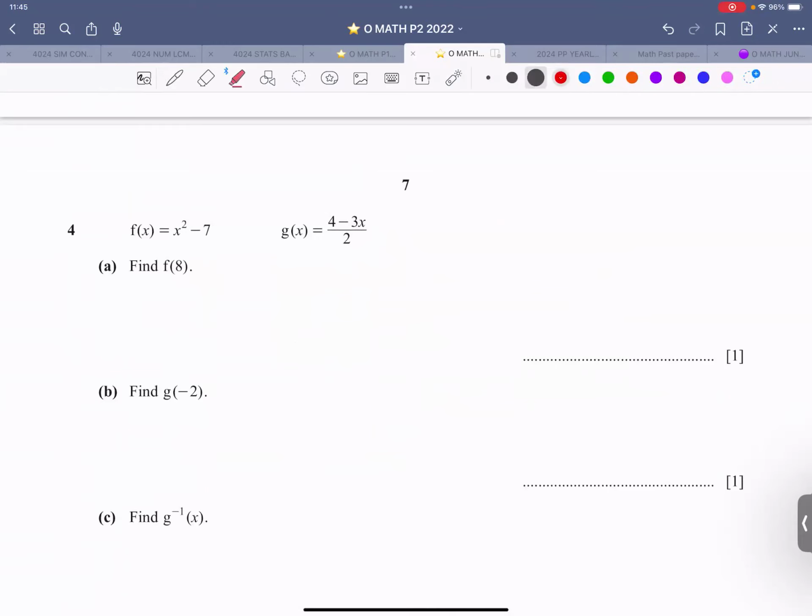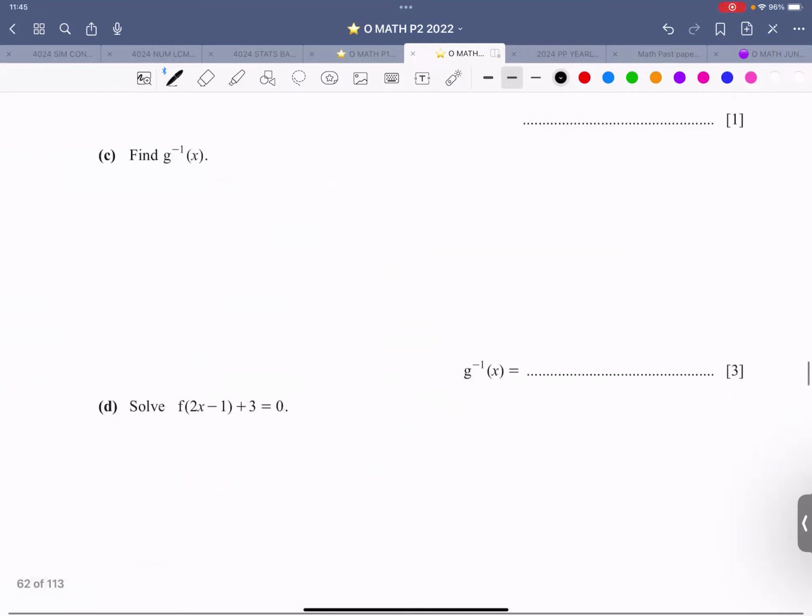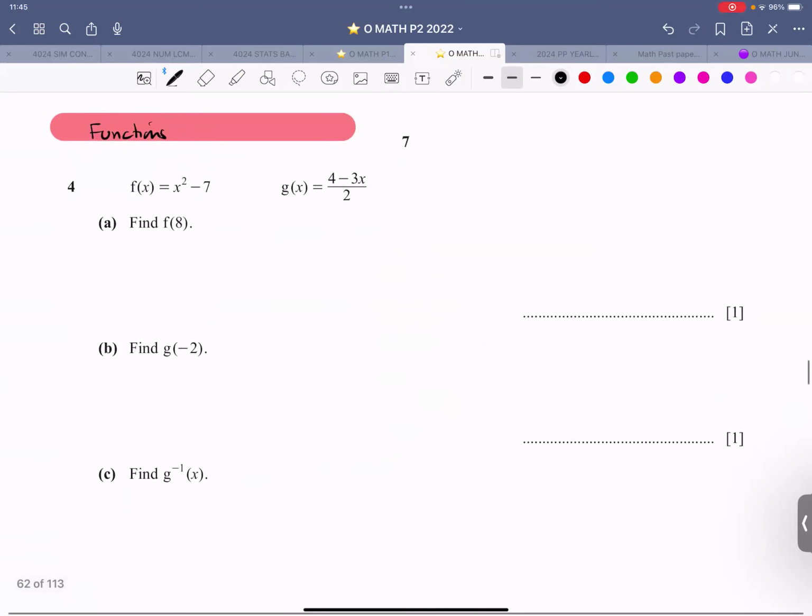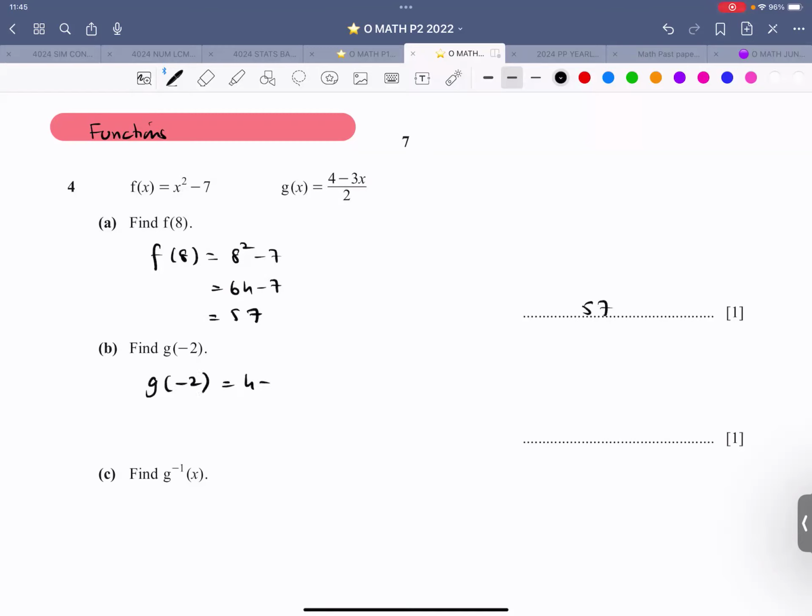Question number 4. This is a simple functions question. Okay, let's get started. F(x) is given, g(x) is given, find f of 8. So f of 8 is basically 8 squared minus 7, which is 64 minus 7, which is 57. This is 57. G of negative 2. G of negative 2 is 4 minus 3 times negative 2 over 2. 4 plus 6 over 2, which is 10 over 2, which comes out to be 5.